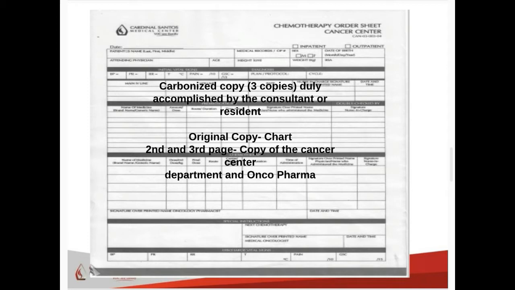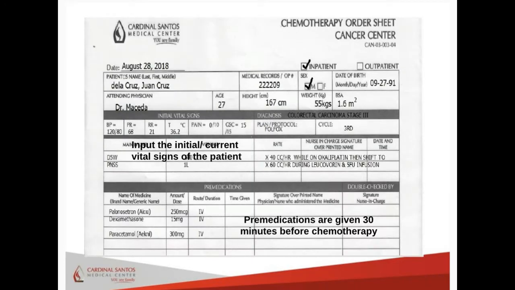The chemotherapy order sheet is a 3-page carbonized form. The front page is attached on the chart. The second and the third copy will be given to the cancer center and oncology pharmacist respectively later on. Fill out the order sheet with the information being asked. The initial vital signs should be taken and written to ensure that the patient is stable and with no fever.